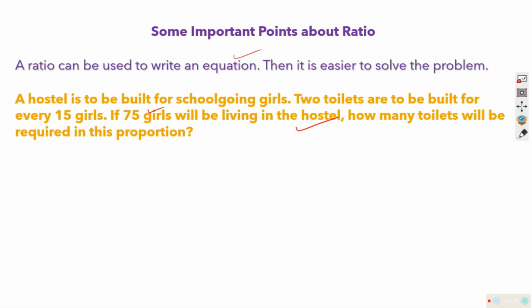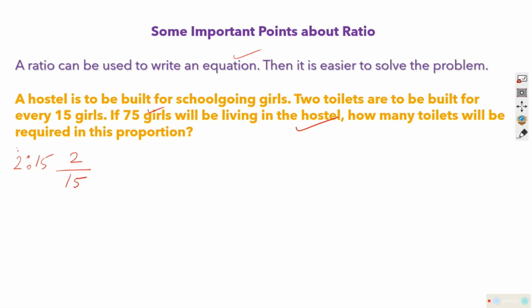but the question we are attending to in this situation is what we say ratio and proportion, and at the same time how we can create an equation for finding the solution using ratio. So 2 toilets are to be made for every 15 girls, and if 75 girls will be living in the hostel, how many toilets will be required in this proportion? What is the proportion here? The proportion over here is 2 per 15.